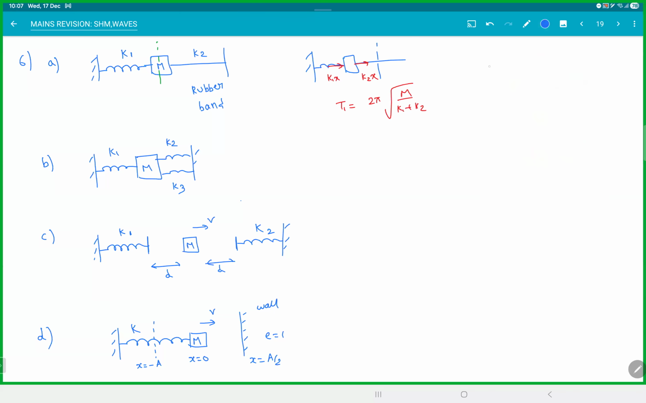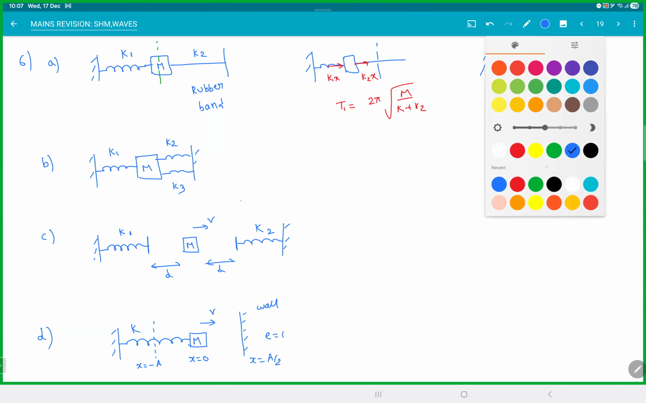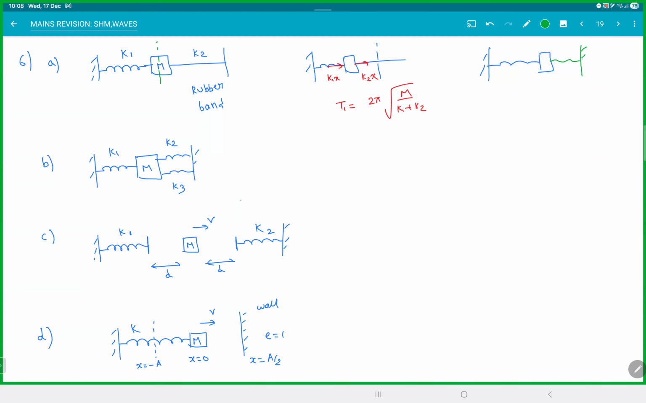But when you go to the other side, the rubber band becomes loose. So there will be only one force, k1x. So the time period will be 2 pi root over m by k1. Since it is doing half of that and half of this, the answer will be T1 by 2 plus T2 by 2. Is that clear, everyone? So left half of the oscillation, there are two springs. Right half of the oscillation, there is only k1. What about this here? All the three springs are in series.